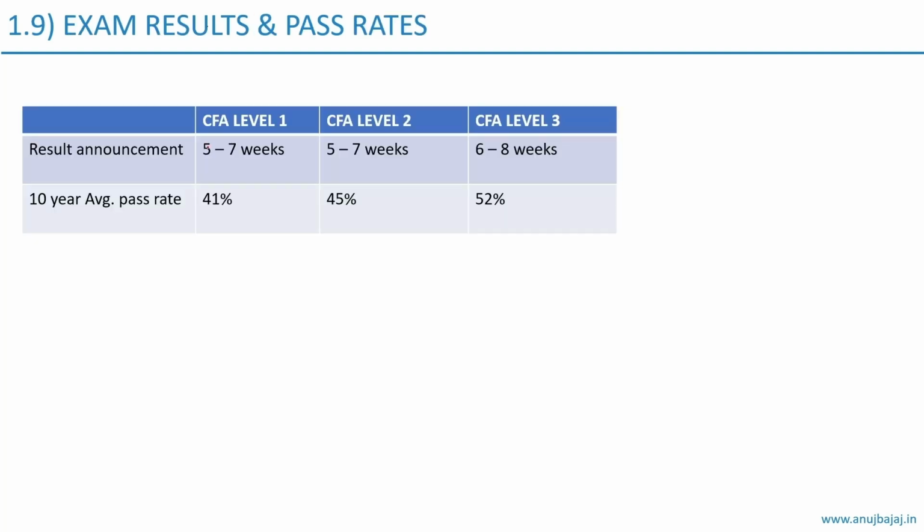So the result is usually announced within 5 to 7 weeks from your examination date for level 1 and level 2, and for level 3 the results are usually announced 6 to 8 weeks from your examination date, and these are the average pass rates for all the 3 examinations.